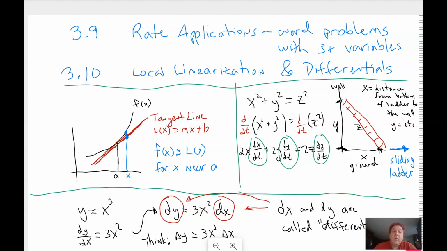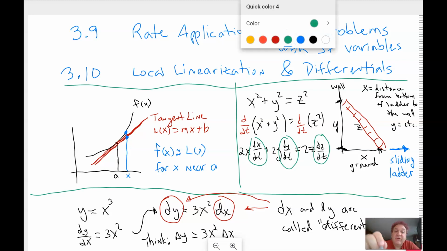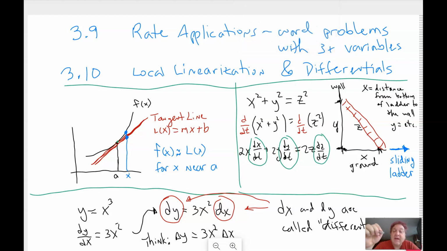In 3.10, we're doing something called local linearization, which honestly is way easier than they make it appear in the textbook. They're going to be using a lot of fancy notation and a lot of words, but local linearization is literally just finding the equation of the tangent line and using that tangent line to approximate the value of the function. So here in my little picture on the left-hand side, I have a function f(x) in black. I chose a random point right here, and we can draw a tangent line at that particular point. Tangent lines have the equation y equals mx plus b. They're going to use L(x) equals mx plus b, but it's the same thing as y equals mx plus b.